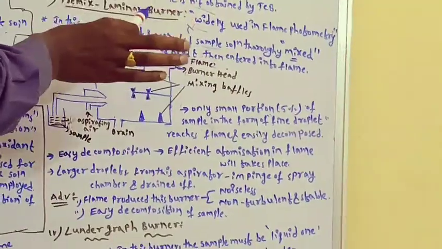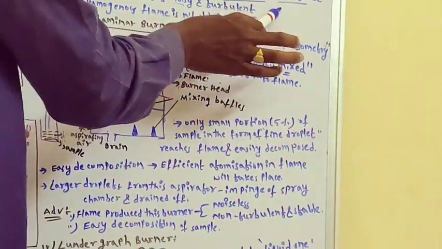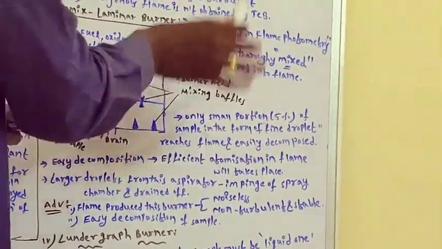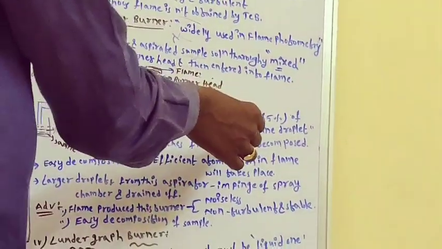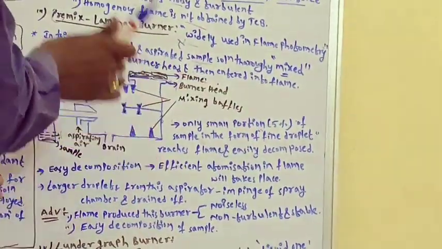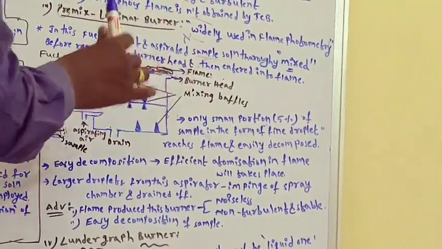If you see the total consumption burner, regardless of droplet size, everything reaches the flame. Here only 5% of the sample reaches the flame in the form of fine droplets, and the remaining 95% will drain off and be removed.